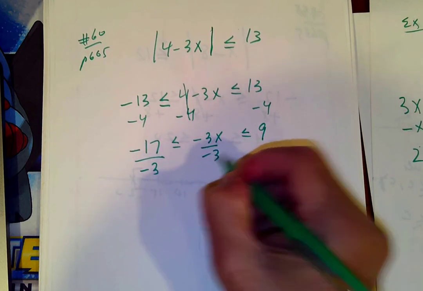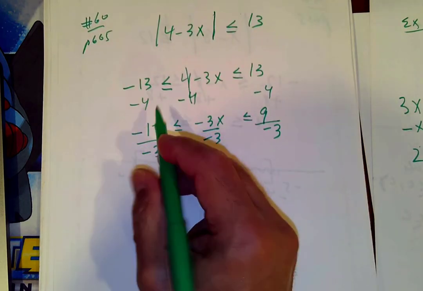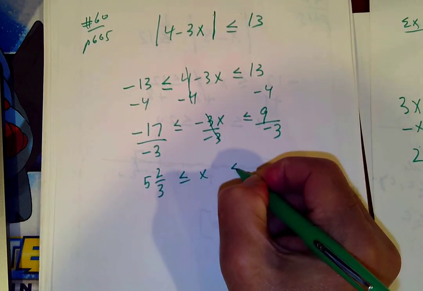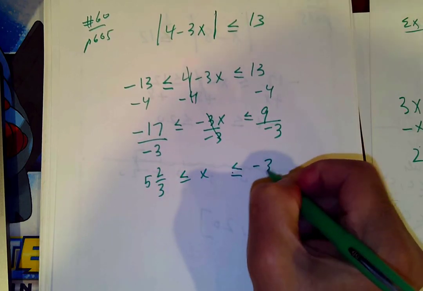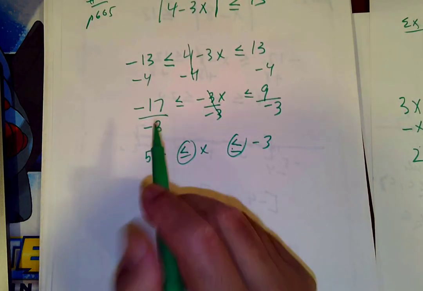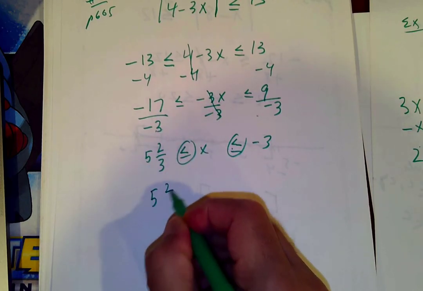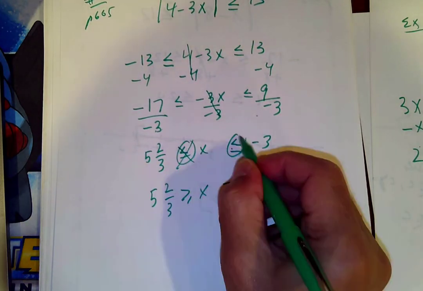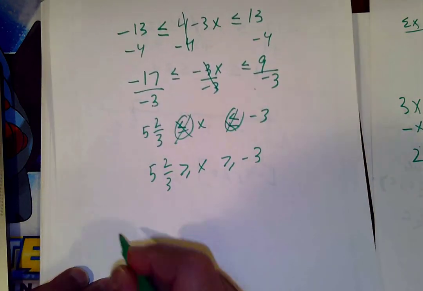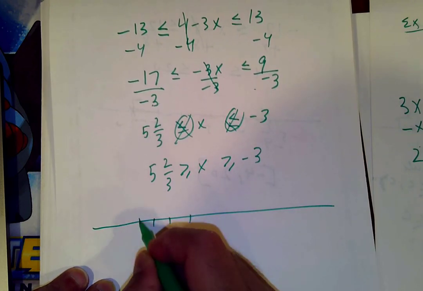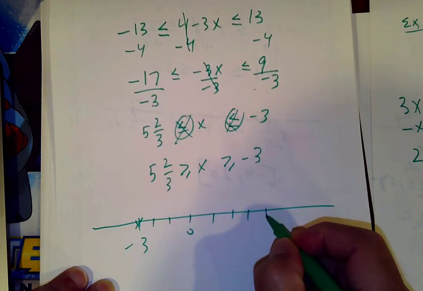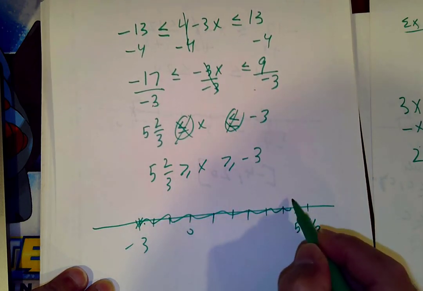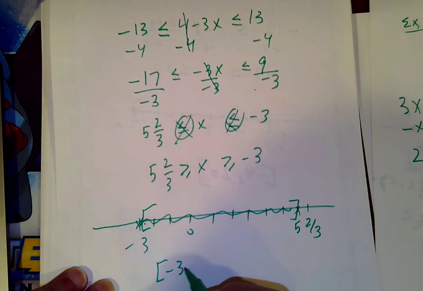Divide by negative 3. The negatives cancel out, 17 over 3, or 5 2/3, and that's x. Now what I did, I kept the inequality. That's a big mistake because I'm dividing by negative 3, so it should be greater or equal. Must flip the inequality because we're dividing by a negative. So if I then graph it, negative 3, 5 2/3, and everything in between with a bracket because of the equal sign, and again with the interval, same thing.